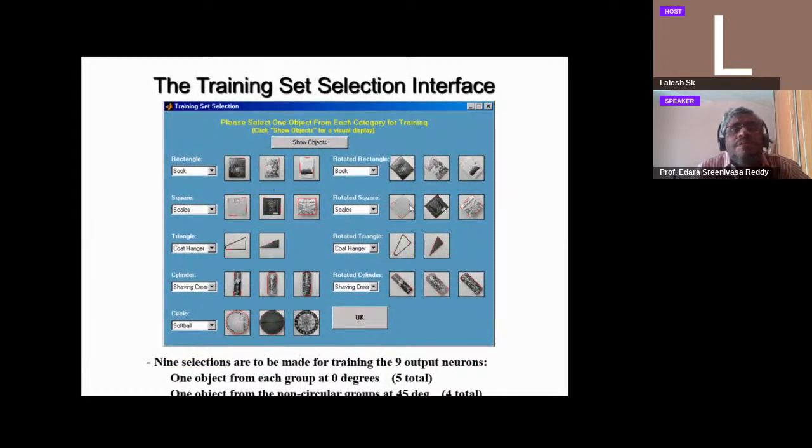Similarly, we are giving the book at rotated angles, rectangle, and scales, square, triangle, cylinder, circle, softball, rotated angle. All these are given. We can select any one of the objects from each category for training. So 9 selections are to be made for training the 9 output neurons. One object from each group at 0 degrees, 5 total. One object from non-circular groups at 40. So with different angles, different objects we are giving for training.